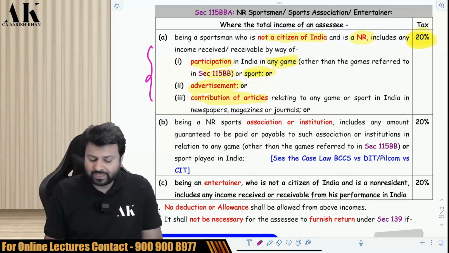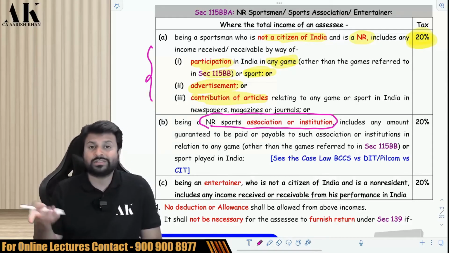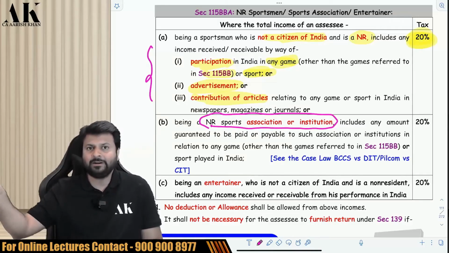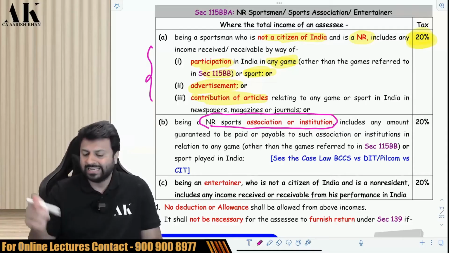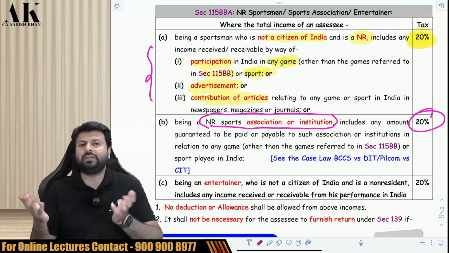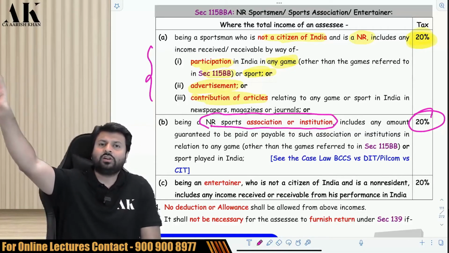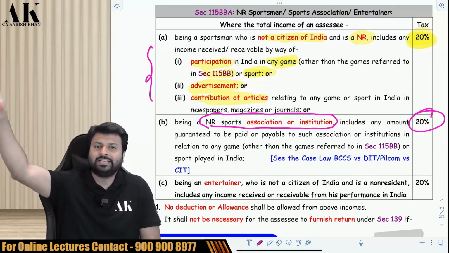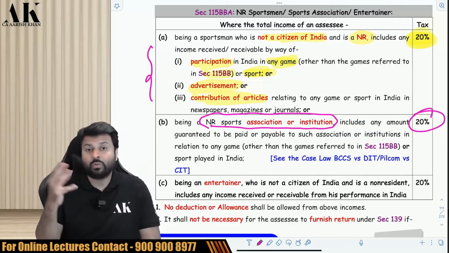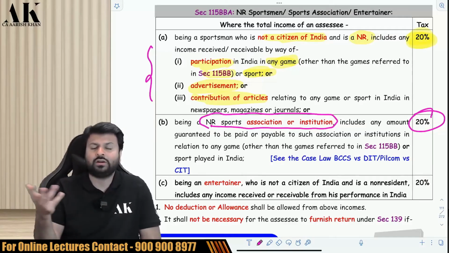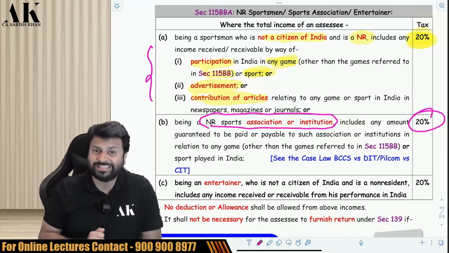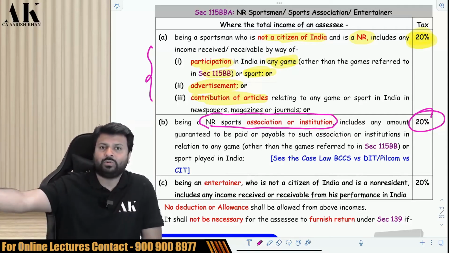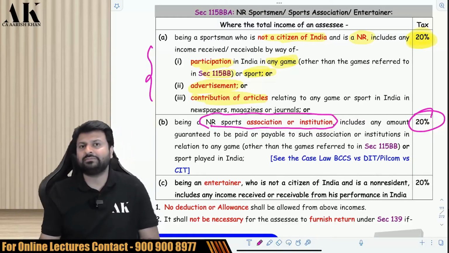Apart from that, if there is a non-resident sports association who is coming to India for an event in India and they are getting some guaranteed money from the Indian concerns, then that will also be subject to 20%. Let me give you an example. For example, there is a non-resident association by the name called International Cricket Council England, that is ICC, and they are coming to India for World Cup in 2023. As you all know that World Cup cricket is there in India in 2023. Now, if the BCCI, that is the Indian Cricket Board, is making some payment to ICC, then that payment will also be subject to tax in India.